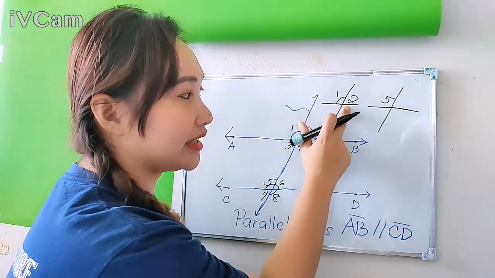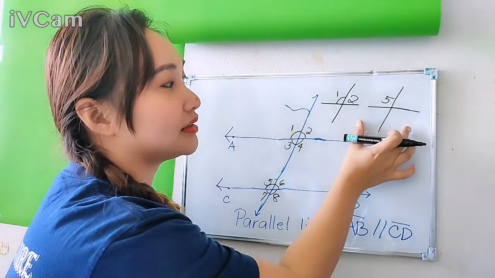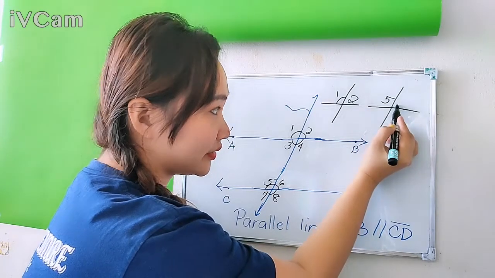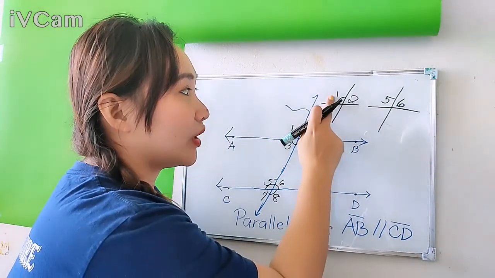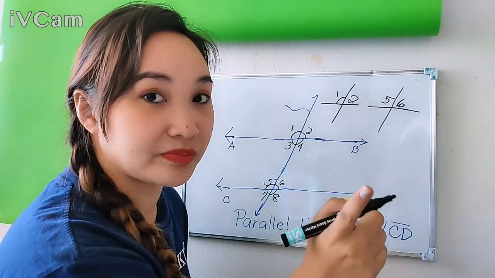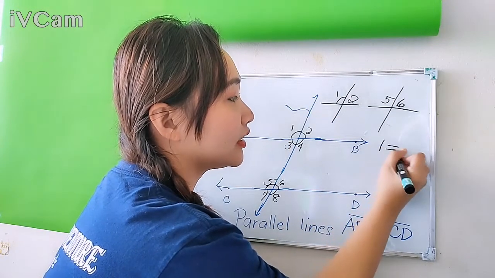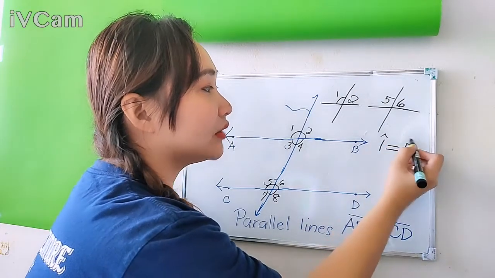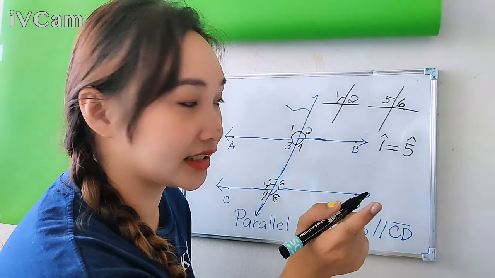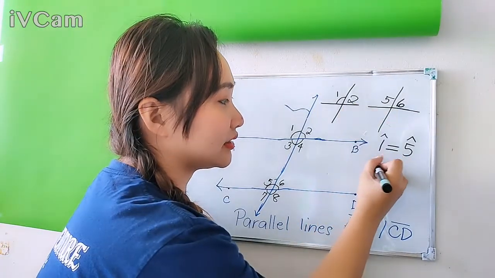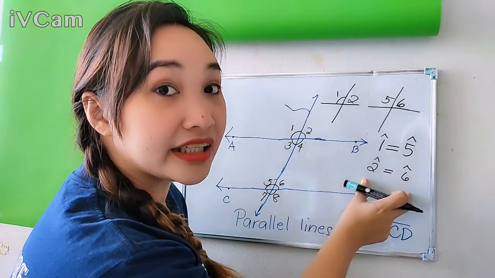Now next, angle 2 is in the upper right. The same position, so we are going to look for the upper right angle. This one, right? It should be angle 6. So 1 and 5 are corresponding angles, which means they are equal. Angle 1 and angle 5 are equal. What are these? Corresponding angles. So angle 2 and angle 6 are corresponding angles, meaning they are equal.